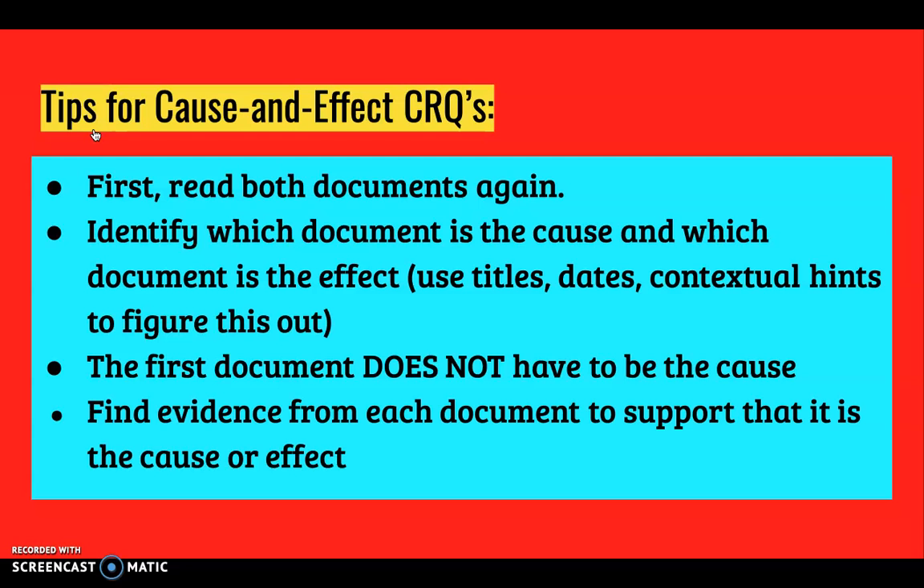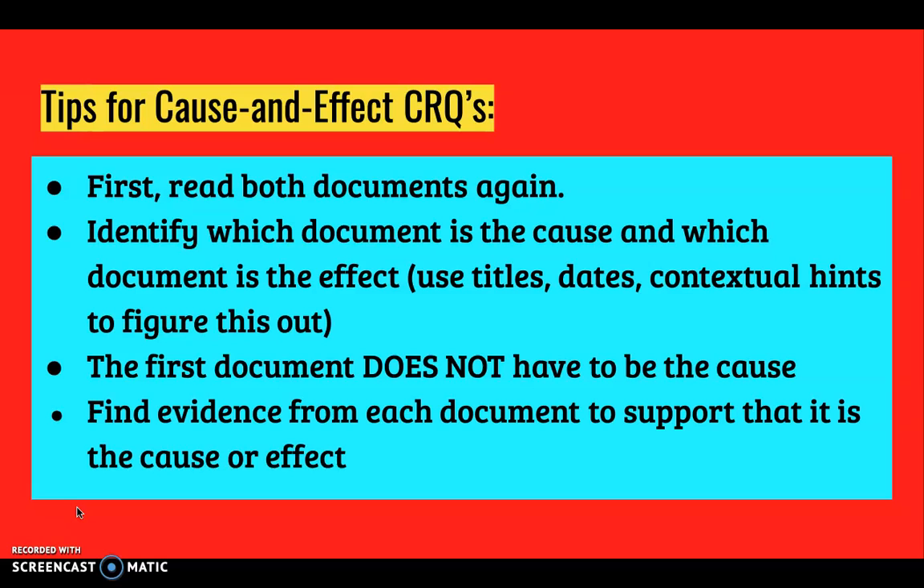Tips while we're doing the CRQs for cause and effect, okay? The first thing I would do, so at this point, once you reach this question in the CRQ, you are at the point where you've seen those first two documents already. So what I would do if it were me is go back, read those, or look at those two documents again. And you want to first identify which document is the cause and which document is the effect, right? So that's the first thing you're going to want to do. And look for hints. Look at titles, dates, contextual hints to figure this out. Sometimes there's dates on a map, right? Or on a newspaper cover that could somewhat help you figure out which one's the cause and the effect. Sometimes. It doesn't always happen.